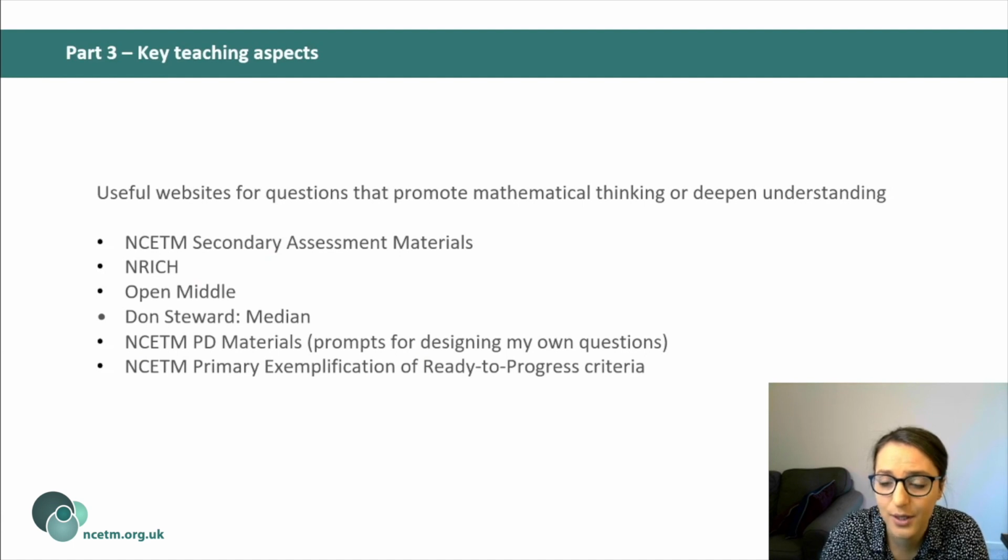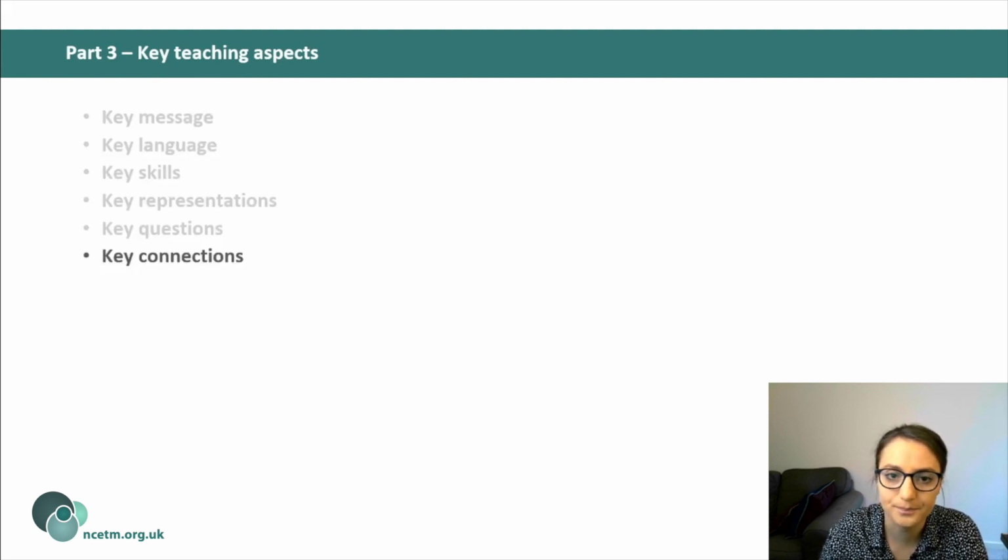Some other places I would go for designing questions on ratio or supporting me in my planning for teaching ratio are the Don Steward website, the Medium website, and also Open Middle is another nice place to look for ratio prompts for designing my own questions. And the PD materials does similarly. It hasn't got a bank of questions, but it's a nice place to go for a bit of inspiration when I'm designing my own questions. Links to all of these, I think, should be in the supporting document that's available alongside this video.